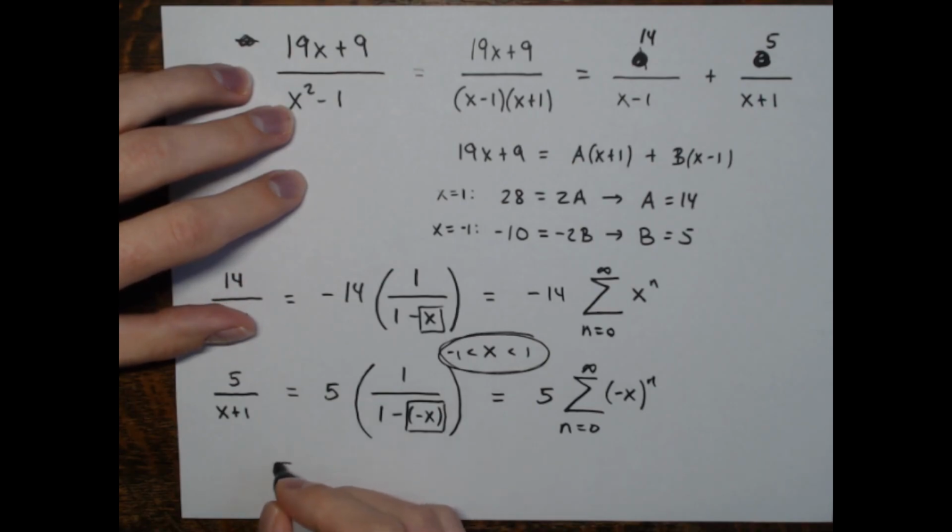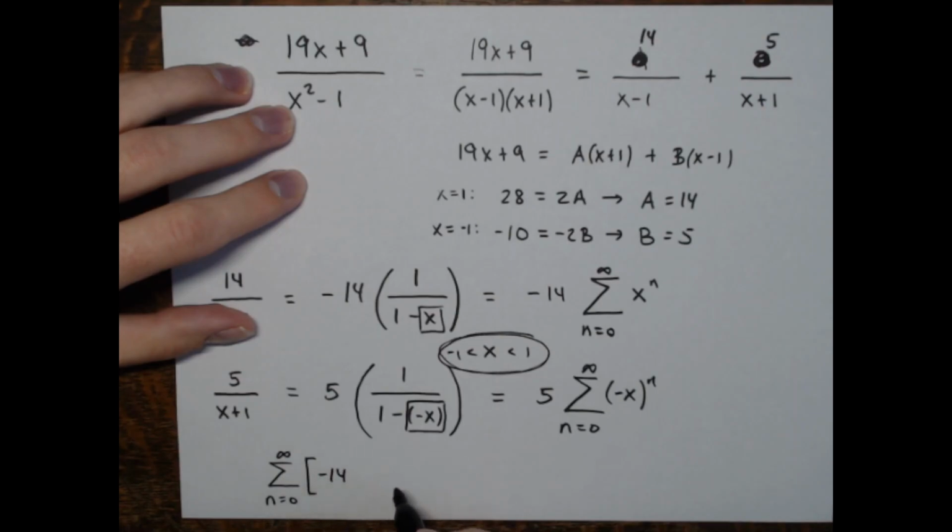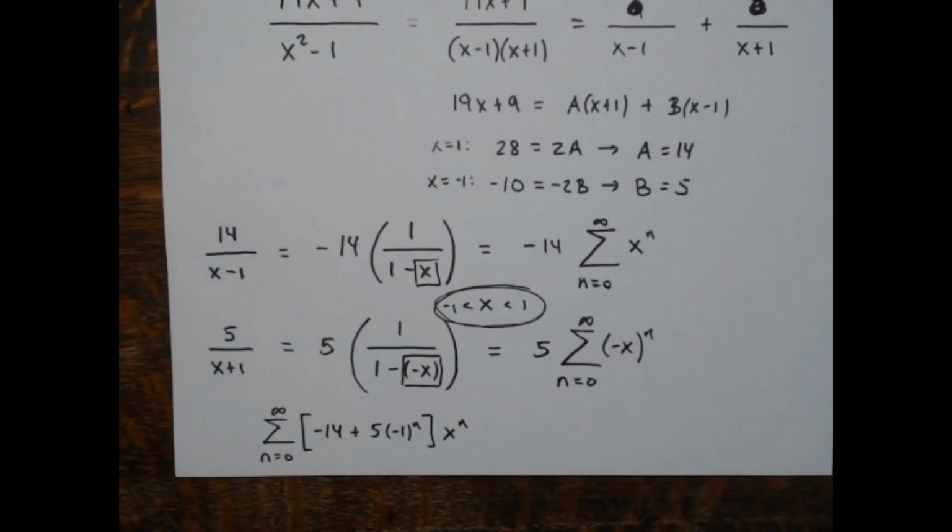So we're taking the sum from n equals 0 to infinity, and then you have negative 14 times x to the nth plus 5 times negative 1 to the nth, and then factoring out x to the nth from all those. So all the coefficients would look like this. It'd be 5 times negative 1 to the nth minus 14. All the coefficients look like that, and then times your powers of x.